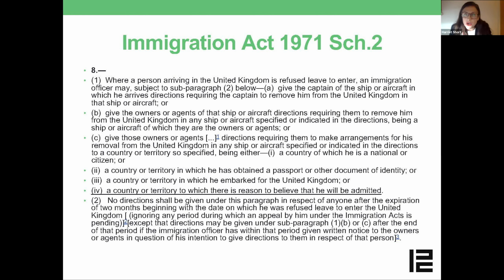Well, could the Secretary of State make a new decision under Immigration Rule 345AC by reference to Immigration Rule 345B and declare his asylum application admissible on the basis that Germany accepted him in July?